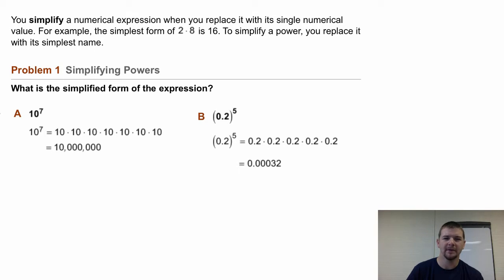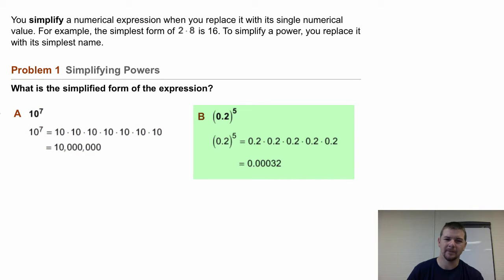Problem 1. Simplifying powers. What is the simplified form of the expression, in part A, 10 to the 7th power? Well, note 10 to the 7th power is equivalent to 10 times 10 times 10, repeated 7 times. And we know multiplying 10 times 10 times 10 times 10 and so on will continually add zeros to our value. So we'll end up with a 1 and 7 zeros to the right. That number is written here for us, and that is 10 million.